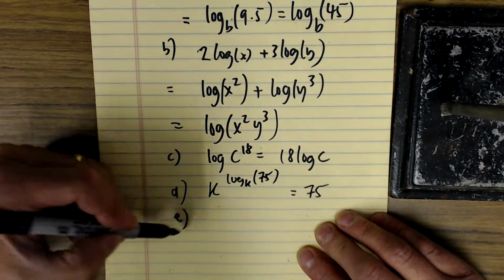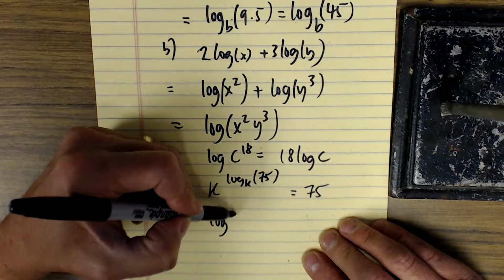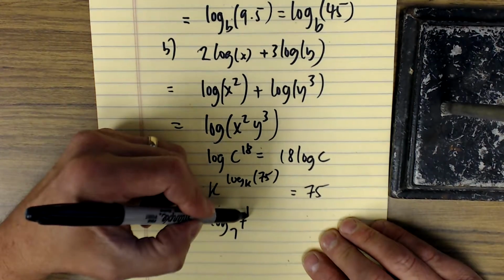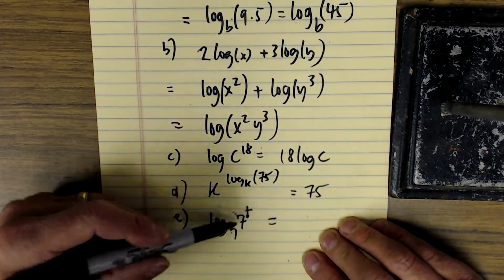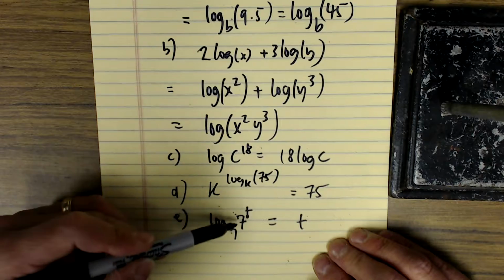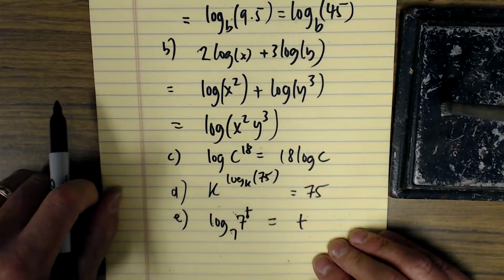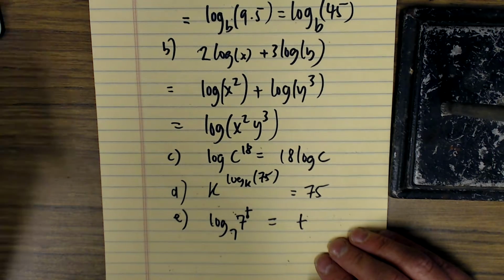And to go along with that, there's the other way round version of this. Log base 7 of 7 to the t is just t. So basically, exponents kill logarithms, logarithms kill exponents. Make sure and write these down on your card. Make sure you write down the properties of logarithms on your card.